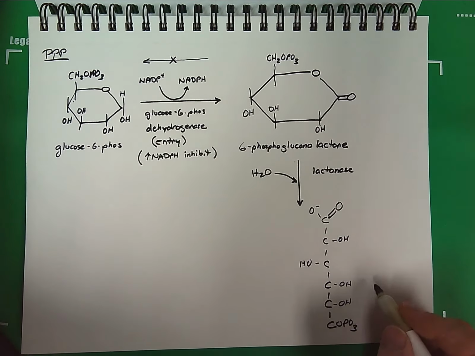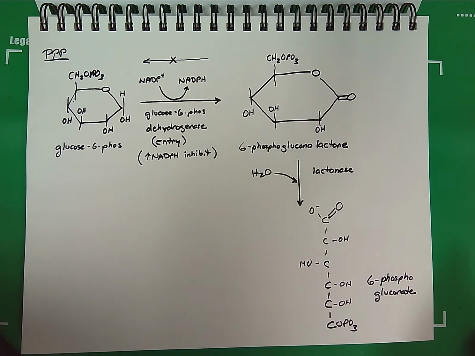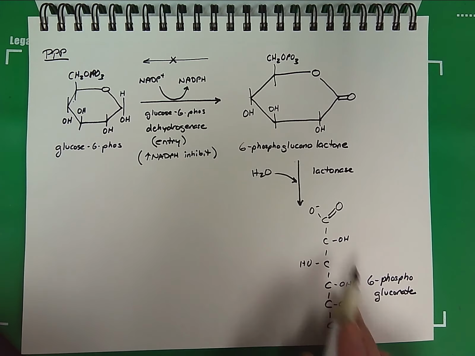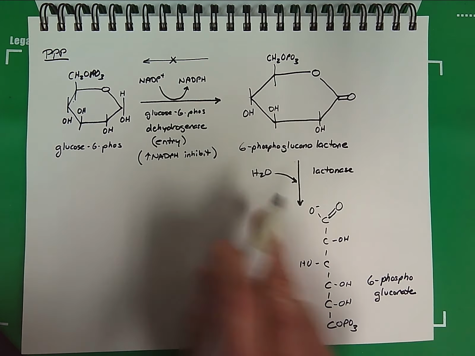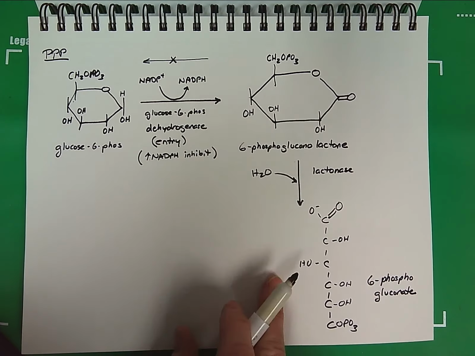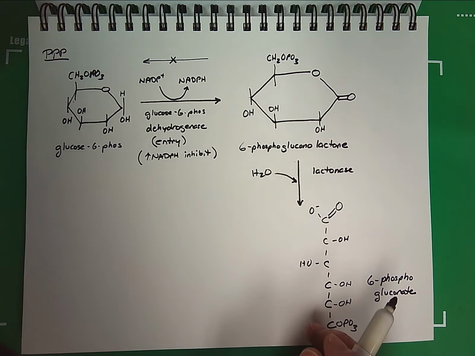And what we have formed here is called 6-phosphogluconate. Again, reflecting the 6-carbon molecule, glucose. Phospho, we still have our phosphorylation on our 6-carbon. Gluconate, ATE, represents the acid form. And when the water adds across this bond, of course, we are breaking open the ring structure.